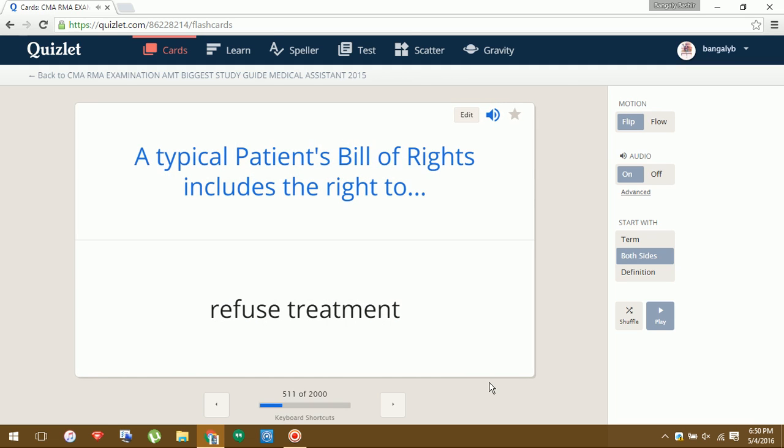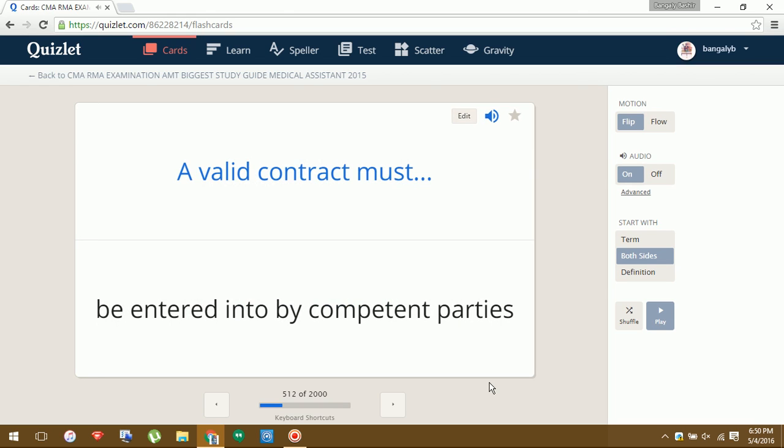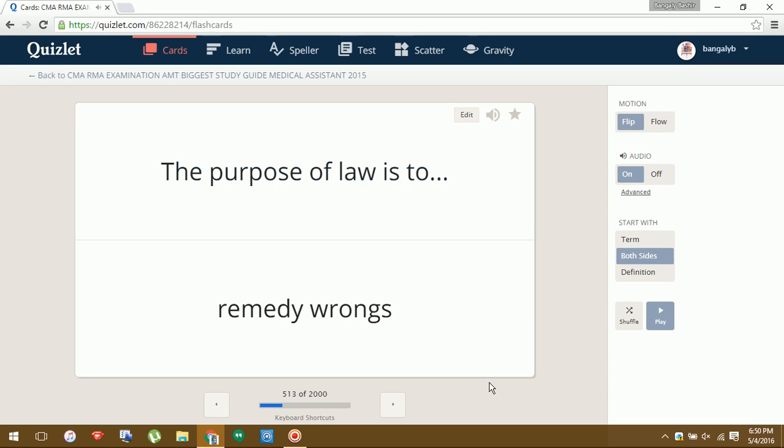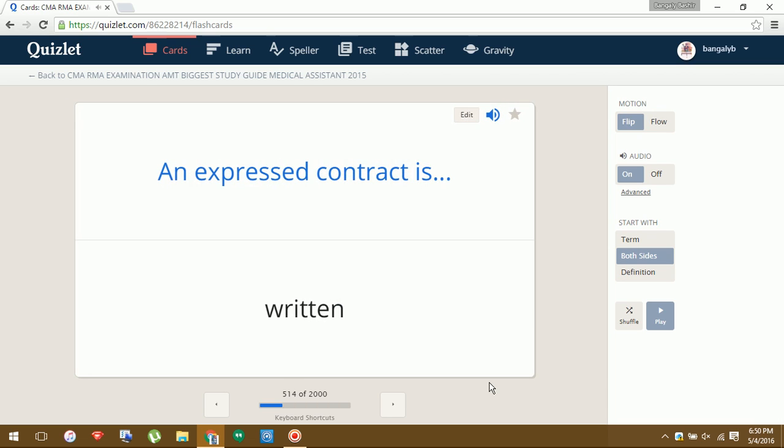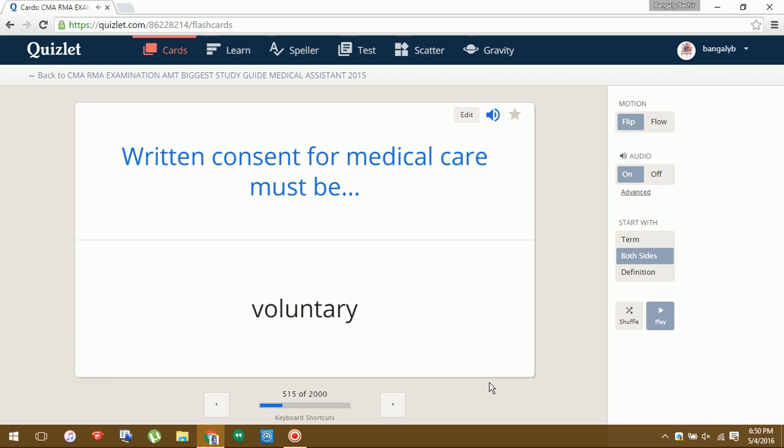A typical patient's Bill of Rights includes the right to refuse treatment. A valid contract must be entered into by competent parties. The purpose of law is to remedy wrongs. An express contract is written. Written consent for medical care must be voluntary.